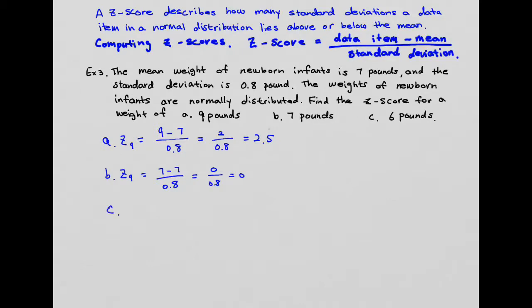Then C, 6 pounds. So the z-score of 6 pounds, you do 6 minus 7 divided by 0.8. So this time you have negative 1 over 0.8. You get negative 1.25. So this time you will say a 6-pound infant's weight is 1.25 standard deviations below the mean.